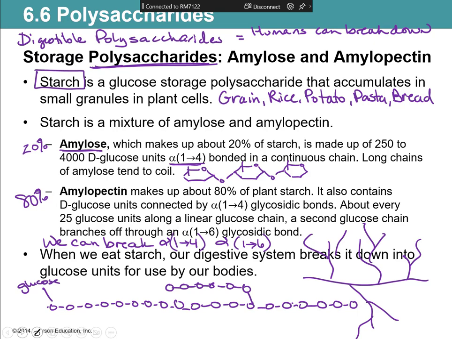So we make an enzyme to be able to digest this. That's why if you eat grains, potatoes, rice, pasta, bread, you ingest it, it gets broken down, and you can absorb all the glucose out of that molecule.